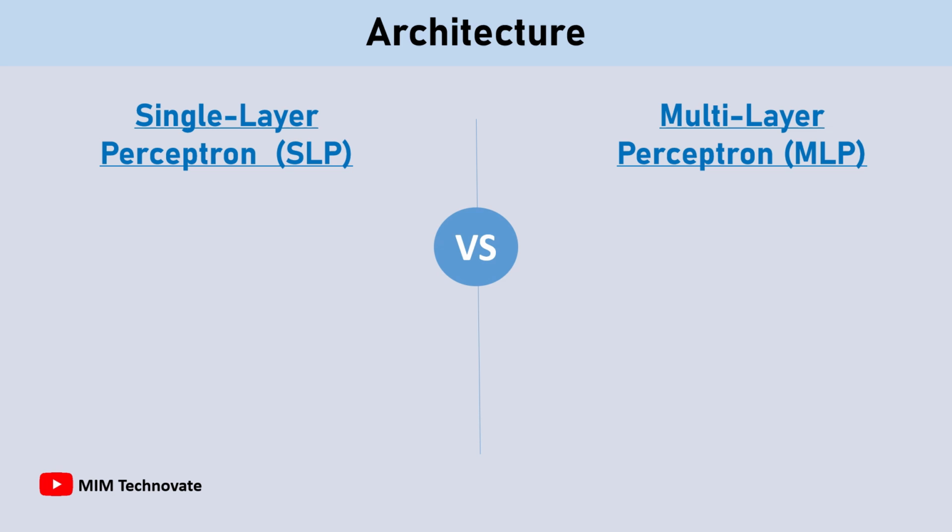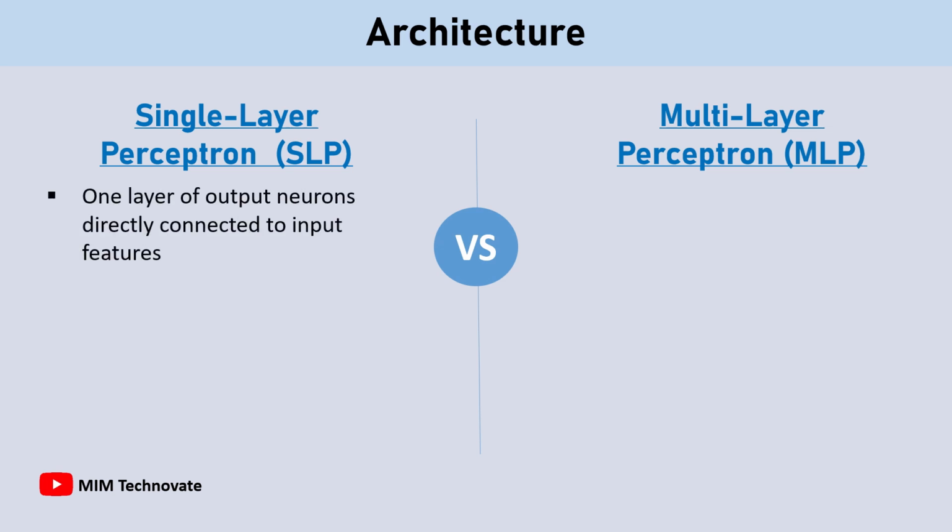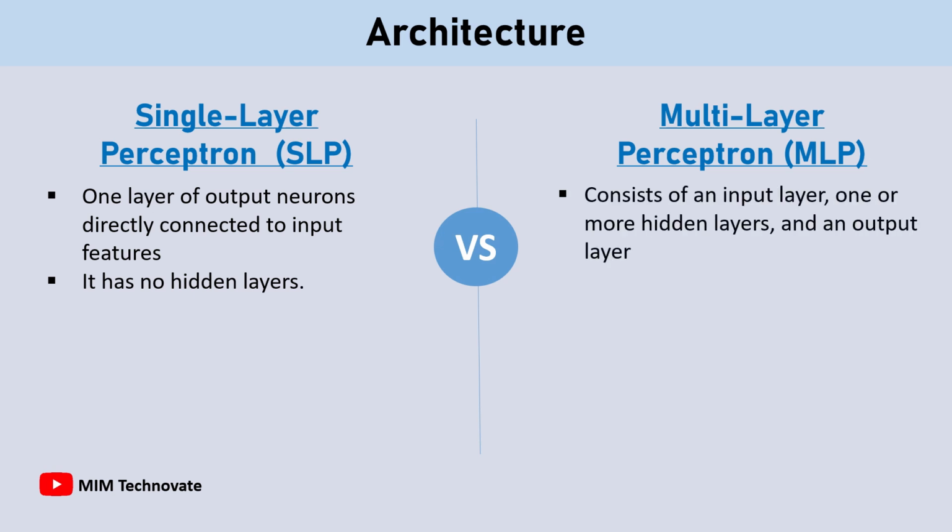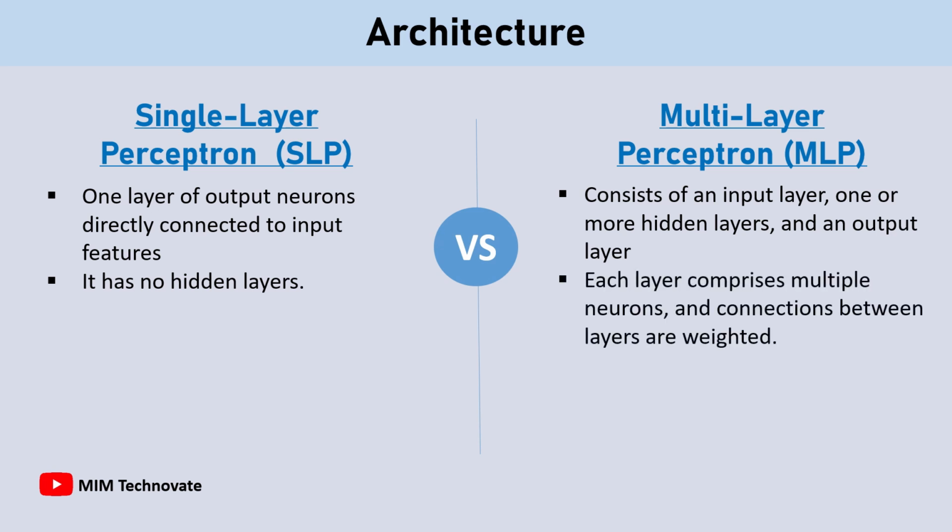Architecture. Single-Layer Perceptron, SLP, has one layer of output neurons, directly connected to input features. It has no hidden layers. Whereas, Multi-Layer Perceptron, MLP, consists of an input layer, one or more hidden layers, and an output layer. Each layer comprises multiple neurons, and connections between layers are weighted.